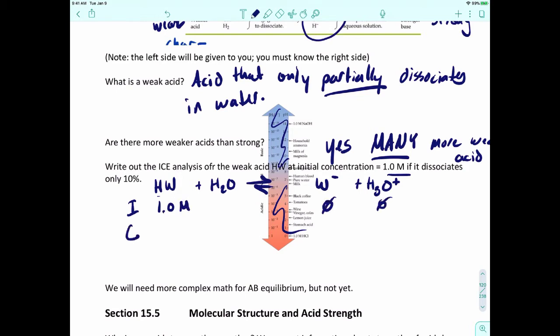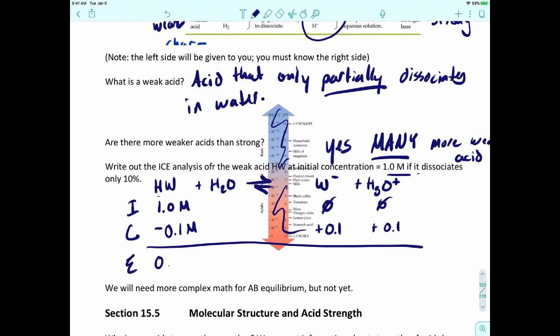The change is that, according to this problem, it's going to dissociate only 10%, so the weak acid is only going to go down by 0.1 molar, and these are going to go up by 0.1. So at equilibrium, the concentration of the weak acid is going to be 0.9 molar, but the concentration of the weak conjugate base and H3O+ are also going to go up by 0.1 molar.